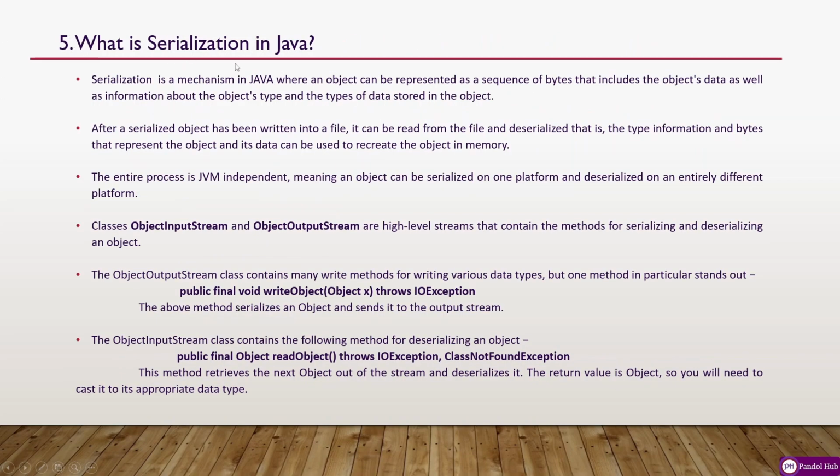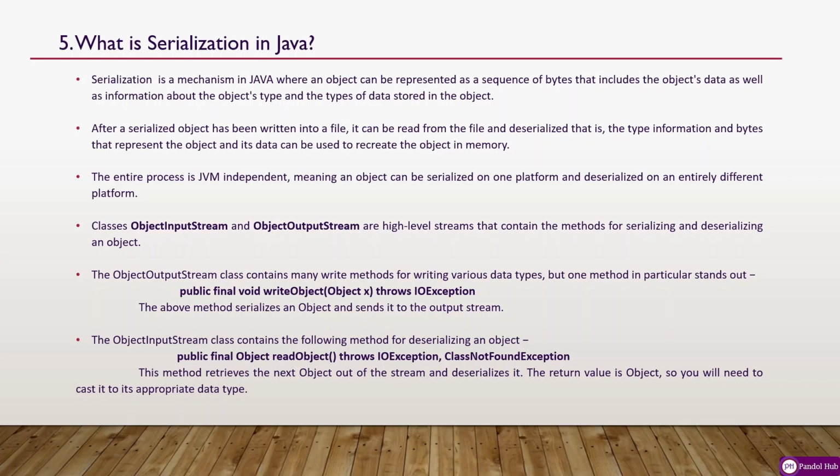So the next is what is serialization in Java. Serialization is a mechanism in Java where an object can be represented as a sequence of bytes that includes the object's data as well as information about the object's type and the types of data stored in the object. Basically, you have class objects, and converting them into a sequence of bytes is called serialization.